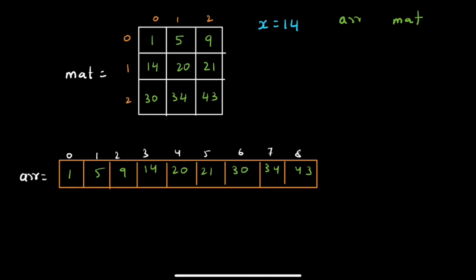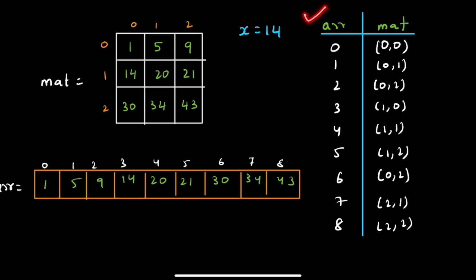So if you see 1 in the array, 1 is present at index 0, but in the matrix it's at 0 comma 0. So I'll write: in the array it's 0 and in the matrix it's 0 comma 0. And for 5 it is at index 1 and here at 0 comma 1. Now similarly, 9 is at index 2, and at 0 comma 2 in the matrix. Let me fill everything in and I'll be back.